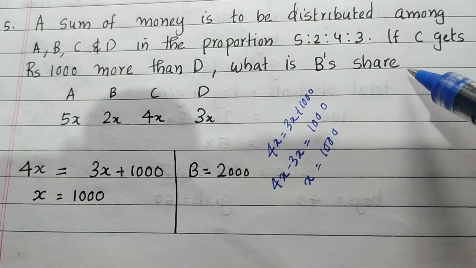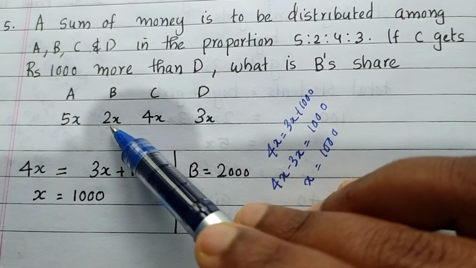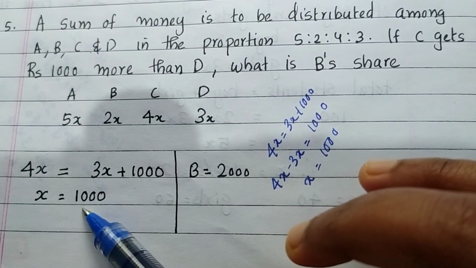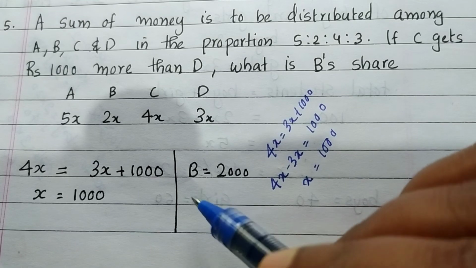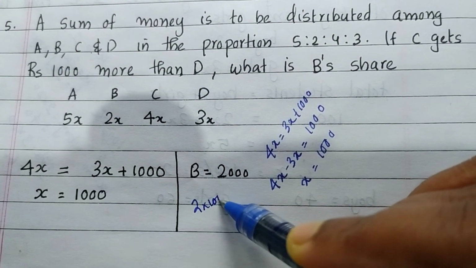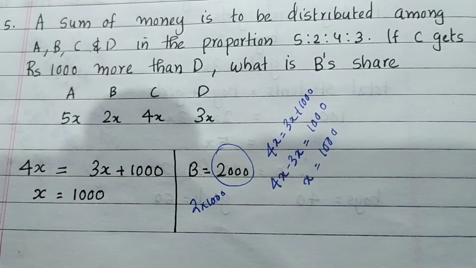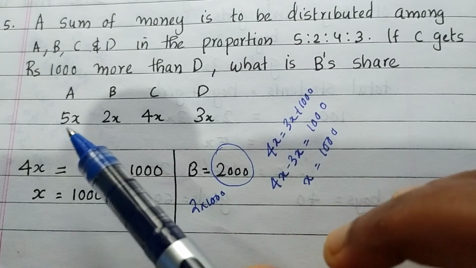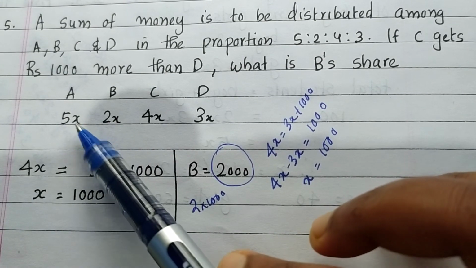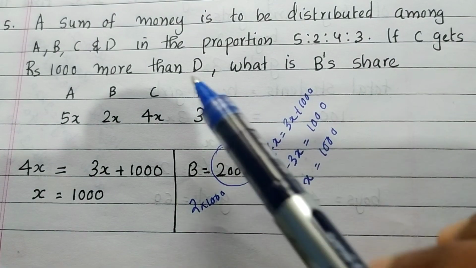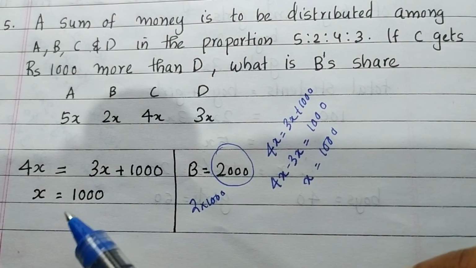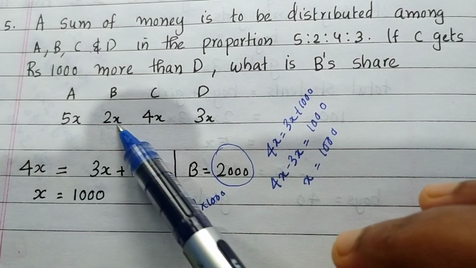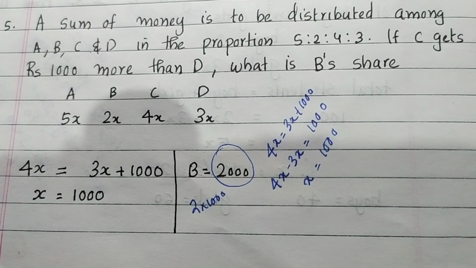So we will get the value of B here simply by multiplying 2 with 1,000, because the value of x is 1,000 here. So the value of B is equal to 2 into 1,000, which is equal to 2,000. If ratios are given, we have to find that common factor, then only we will get the original value. To find out that common factor x, some relation will be given. From that relation, we have to find out the value of x and put it in the respective ratios. Then we will get the original value.